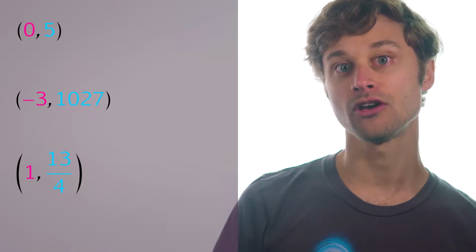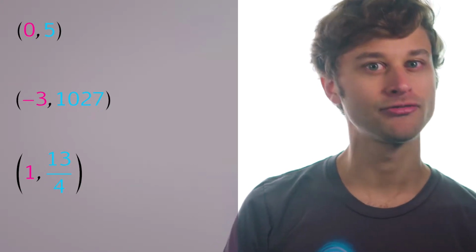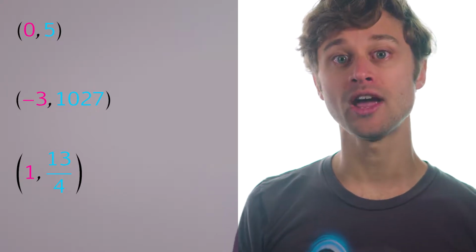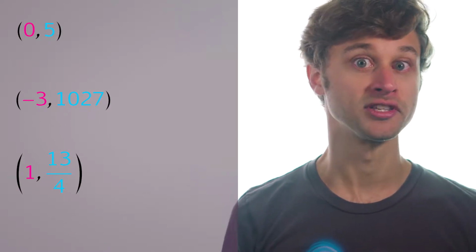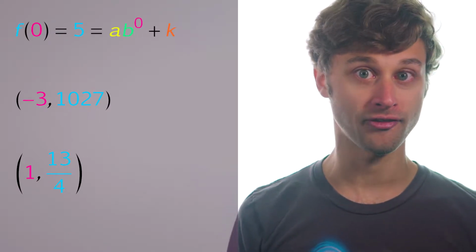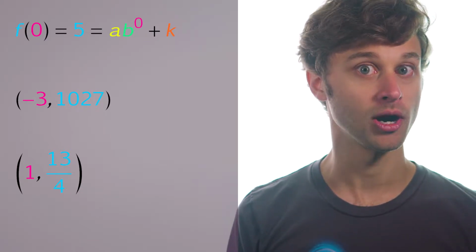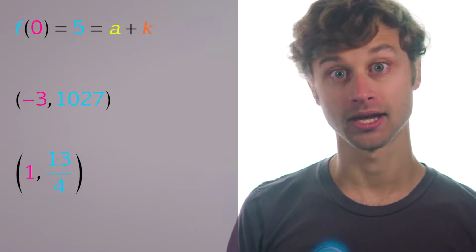We won't be using any other knowledge other than the stuff that we've gone over in previous episodes, except for a little exponential manipulation. The first thing I'm going to do is write each of these coordinate points in terms of function notation. So for instance, f of 0 is equal to 5, which is equal to a times b to the 0 power plus k, or reduced down, a plus k.